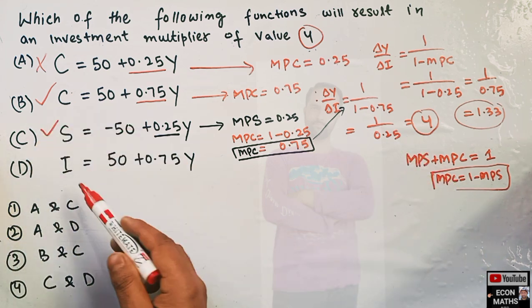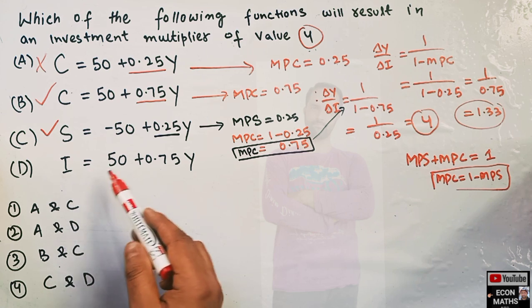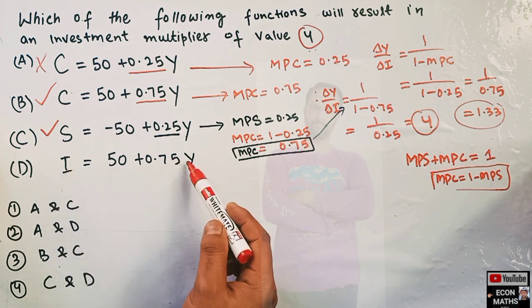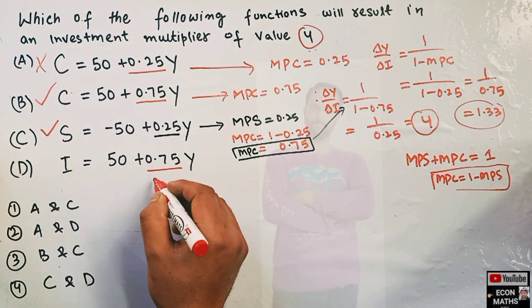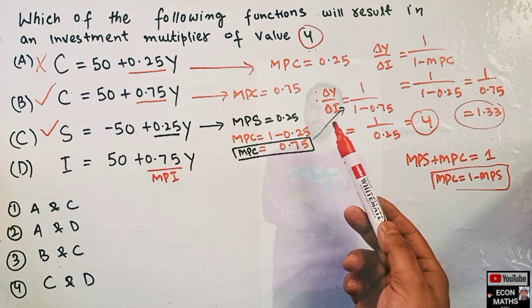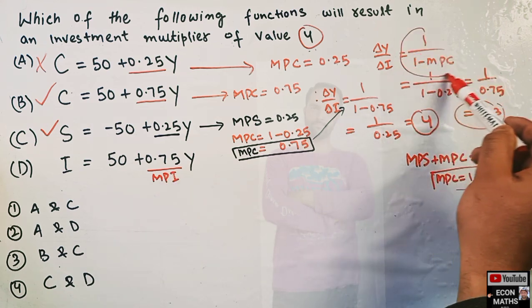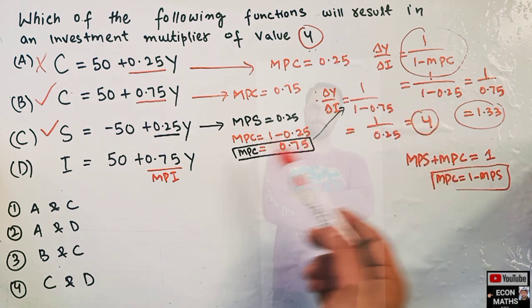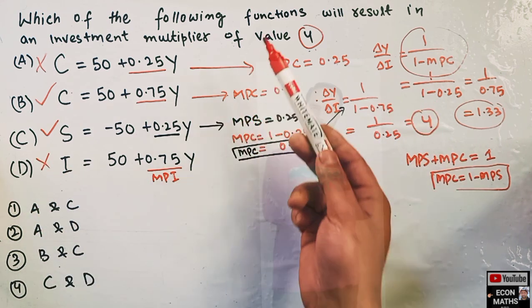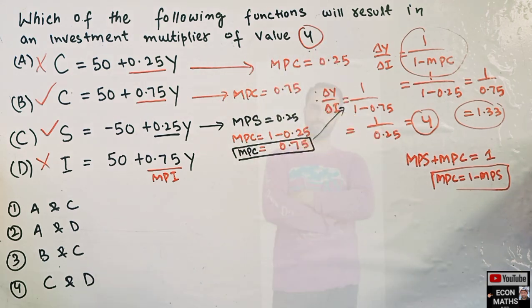Okay, now the third option is I is equal to 50 plus 0.75y. That means investment is a function of income, and this denotes our marginal propensity to invest. So the formula is this. We have no MPI here. That means this cannot result in the value of our investment multiplier equal to 4. So options B and C will be correct. That means this option is correct.